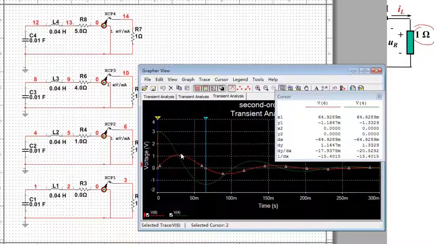But when the capacitor voltage is at the maximum value, or when the reverse voltage of the capacitor is at the maximum value, the inductor current must be 0. It means that the current flowing through the capacitor is 0 when its voltage is at the maximum value. So the inductor current is 0. If you master these two different characteristics of the RLC serial circuit, it will be very helpful.